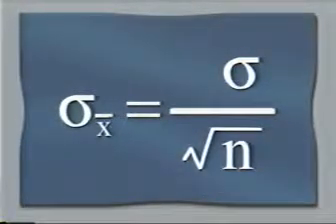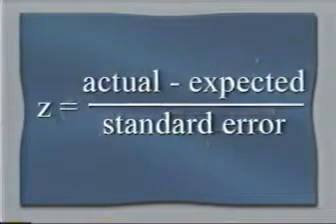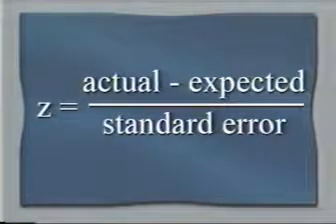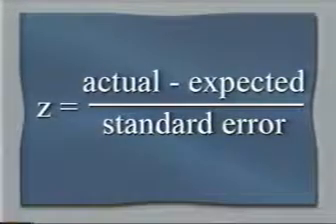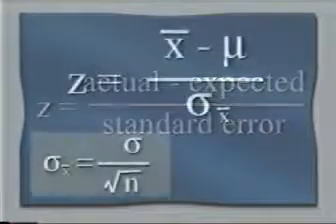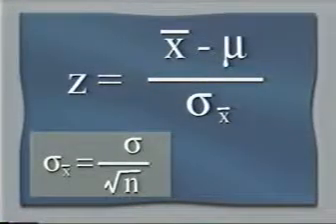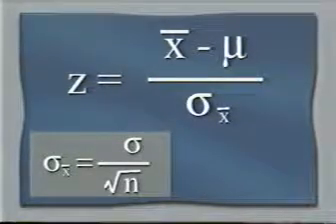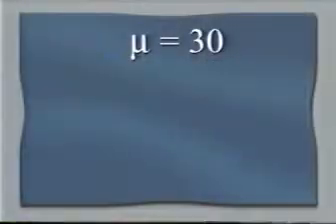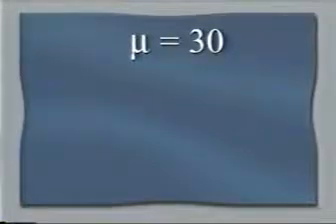Once we've done that, we'll find z, which is what we obtained from the sample minus the expected, that is the actual minus the expected, over the standard error. In this case, x bar minus mu over sigma x bar. And then we'll determine the level of significance, the probability, from our Z table. Let's take a look at the manufacturing plant's situation. They had an average daily production of 30 vehicles per production team, and the standard deviation for these production results was 10.